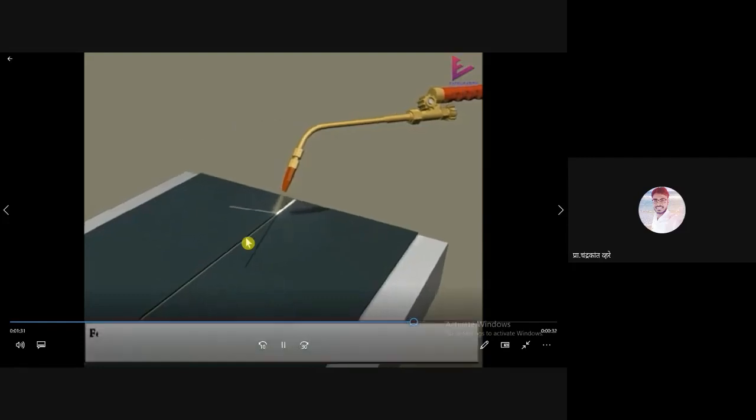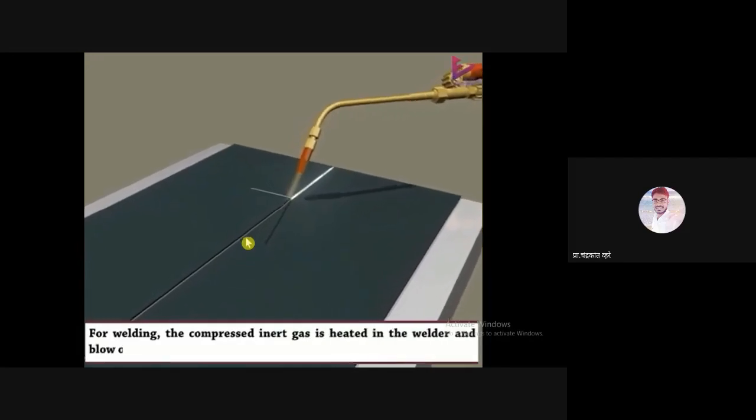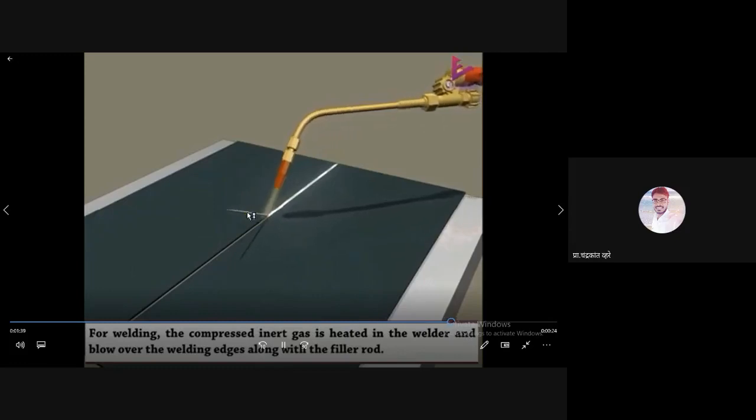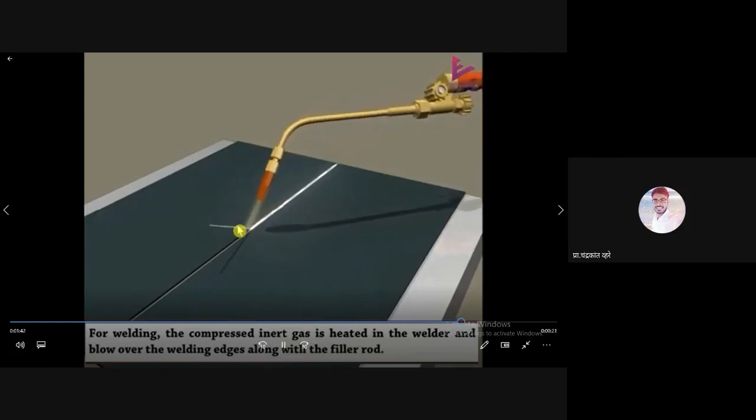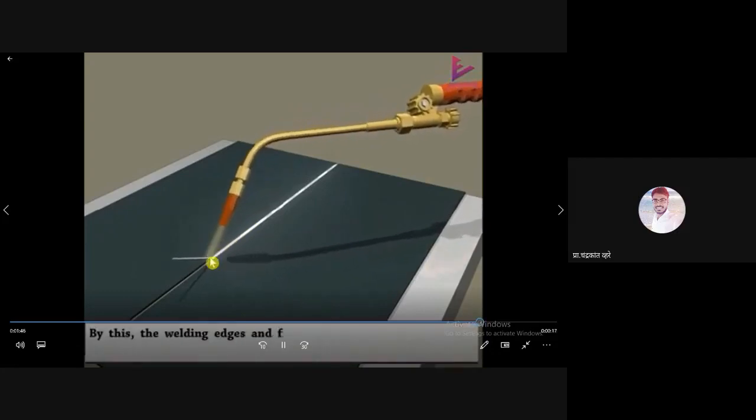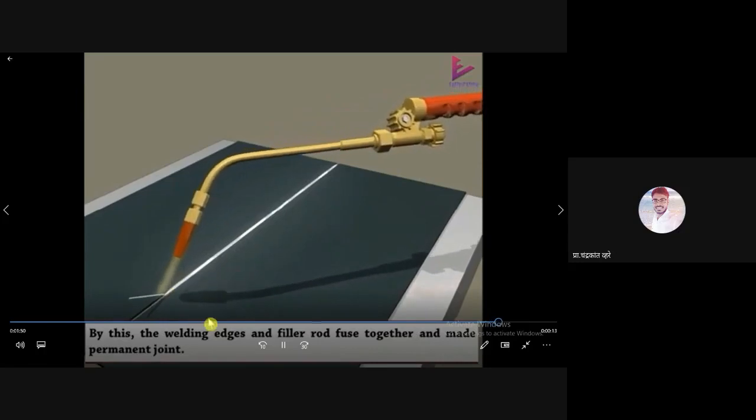Just similar to our daily welding. This is filler material. Here, instead of a rod we have filler material. Due to this burning gas, it gets molten and flows in between these two jobs. So that's it.